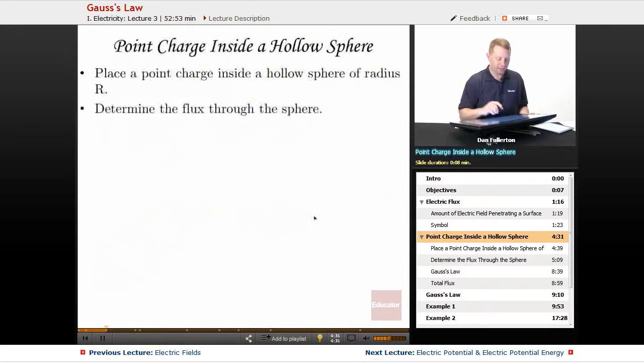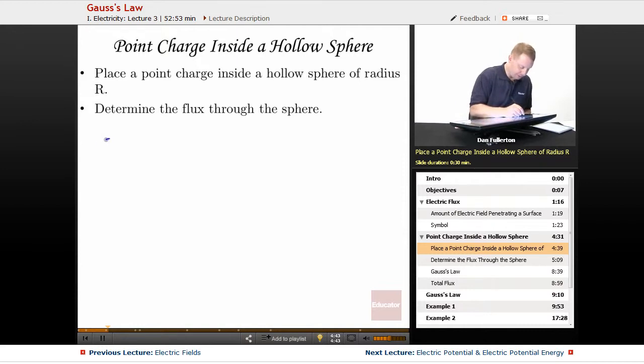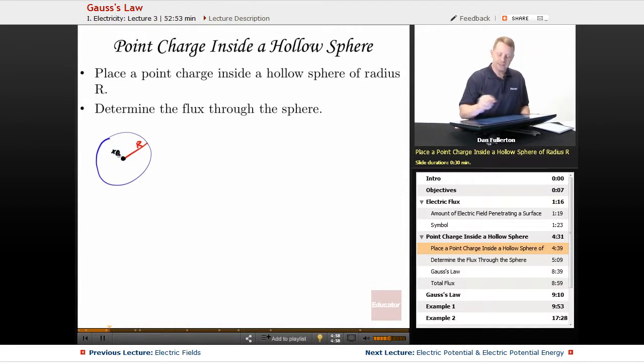So let's take a look now at a point charge inside a hollow sphere to help us get an idea of how this Gauss's law thing really works. We'll place a point charge inside a hollow sphere of radius r. Let's draw ourselves a nice, happy little sphere of some radius, r. And at its center, we're going to put a point charge. Let's make it plus q. Pretty easy to see that electric field lines are going to be symmetric throughout, assuming I could draw a little bit better sphere.